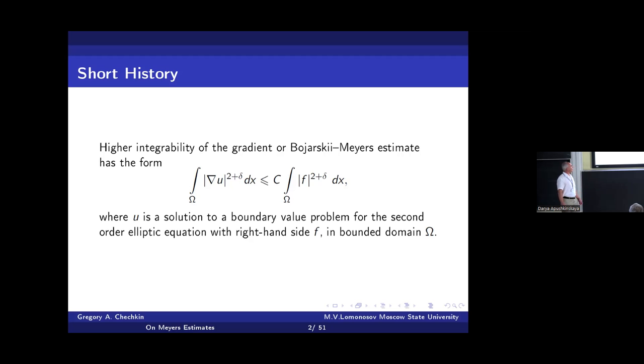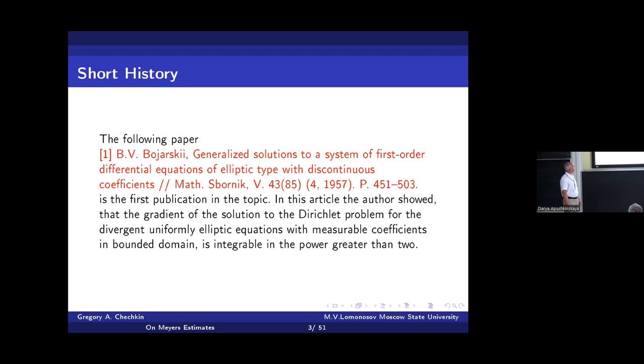So, if the right hand side of the equation is the divergence of f, with f in the space L2 plus something, this leads to the following inequality. The gradient of the solution is also integrable in the power 2 plus something. So this is, in general, the Meyers estimate.